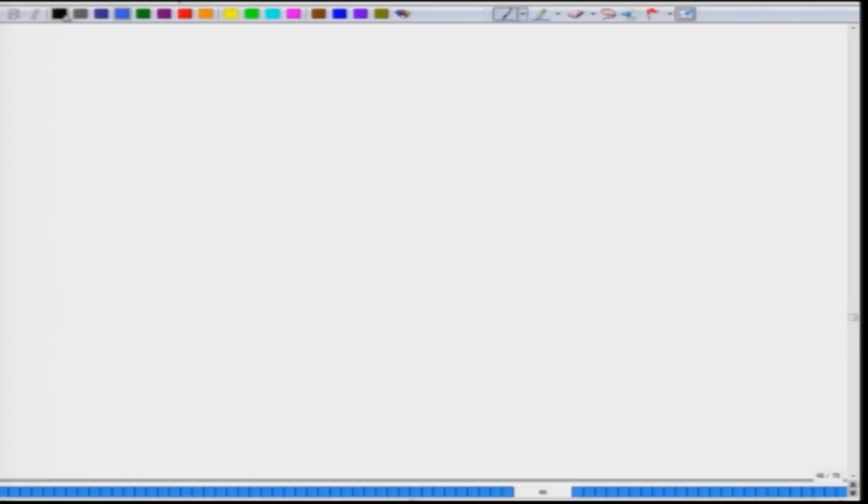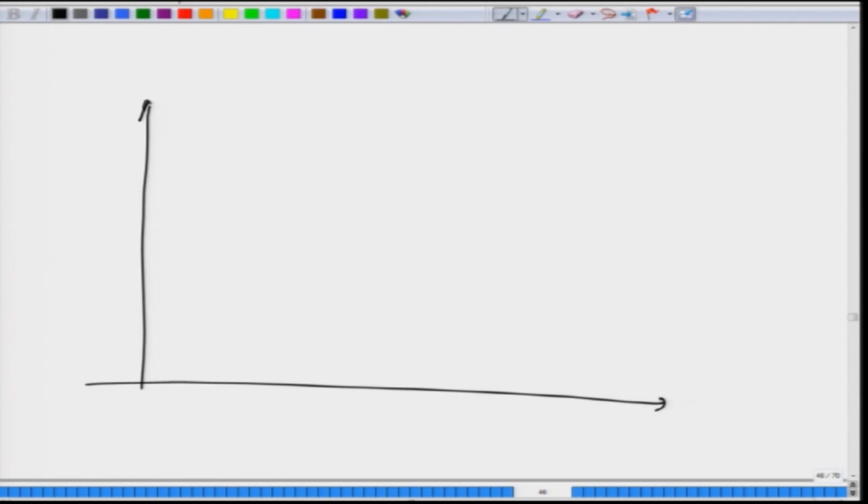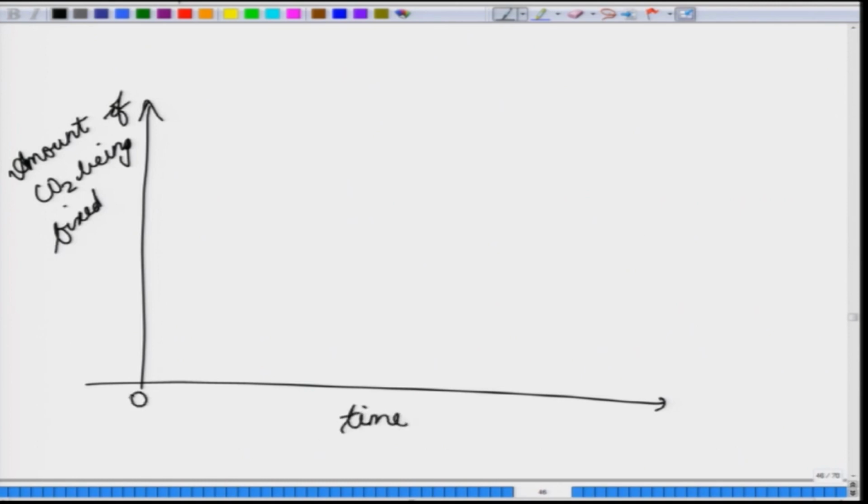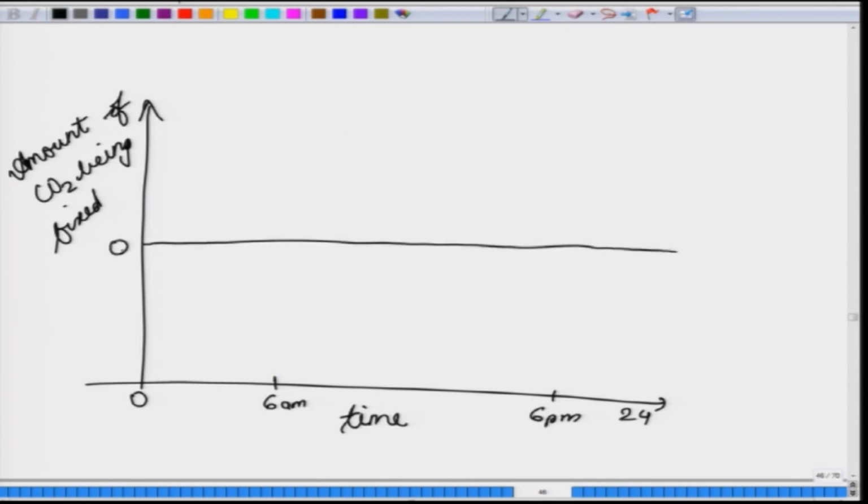So, if we plot a curve of amount of CO2 being fixed versus time, and let us represent it as a scale from 0 to 24 hours. And in this scale, let us say that this is 6 a.m. and this is 6 p.m. Now, the amount of carbon dioxide, and let us say that on this axis, this is your 0 point.